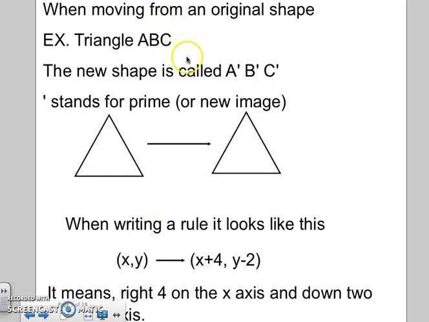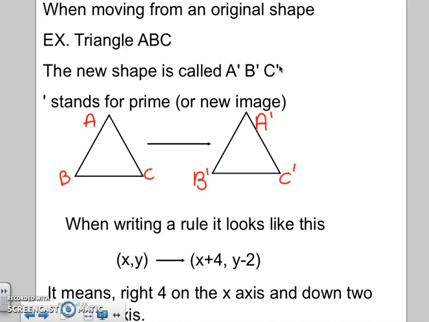So notation is how we write something. So when you move from an original shape to a new shape, for example, I've got this triangle ABC, right? And I want to move that shape, I want to translate it somewhere else. What you're going to call it is A prime, B prime, C prime. So you'd say A with a little prime. So that's going to note that that's a new shape. And then we would call it B prime and C prime.